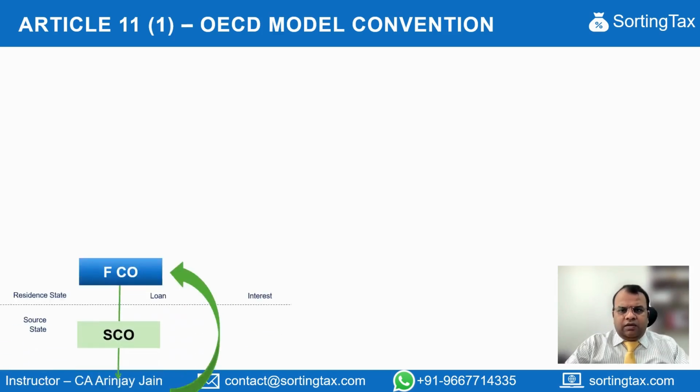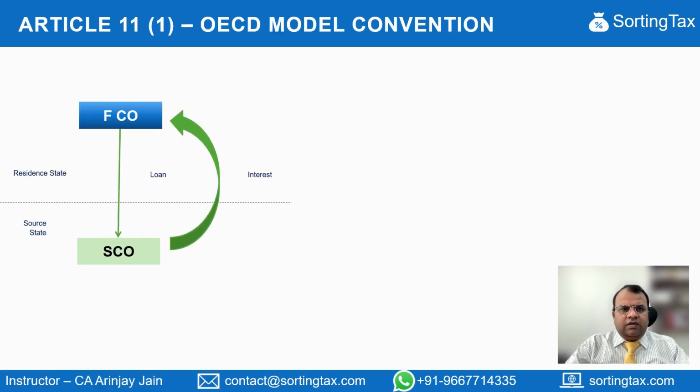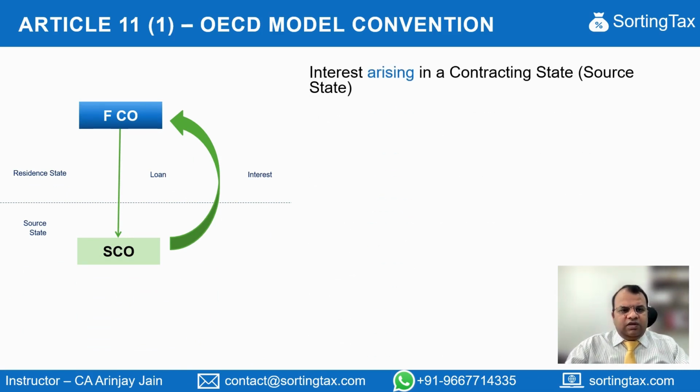Now let's look at the provisions of Article 11(1) of the OECD Model Tax Convention. In this particular case, we have a foreign company, the same example that we took in the beginning, and there is a company in the source state. What Article 11(1) says is that interest arising in a contracting state. So if there is an interest which arises in the source state, this source state word is something which we have added on our own. It's not a part of the OECD Model Tax Convention.